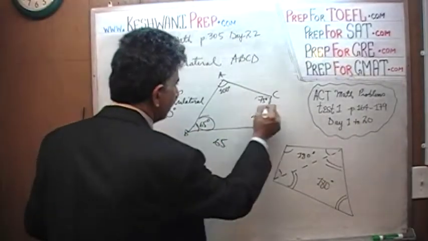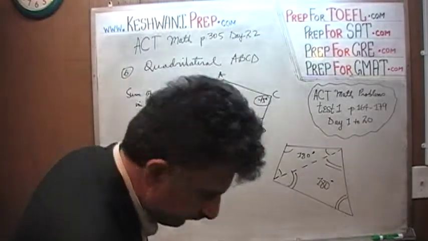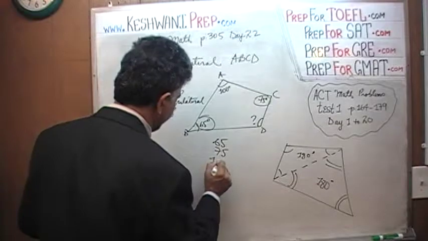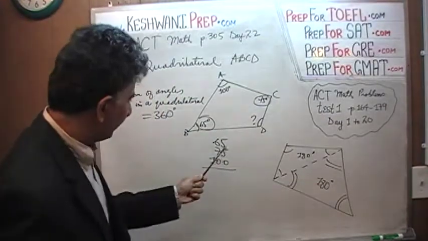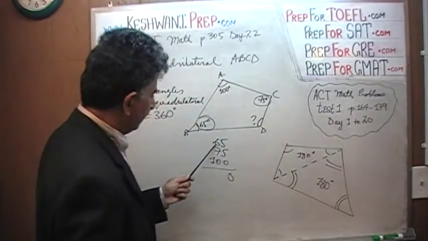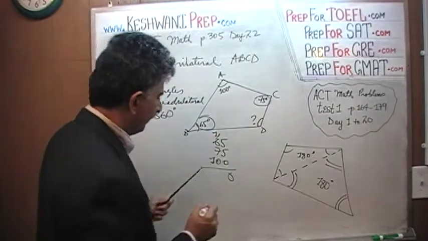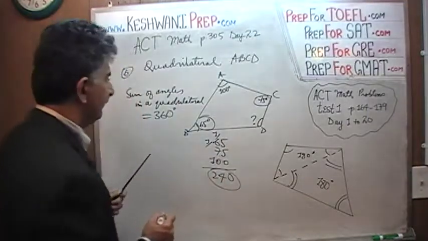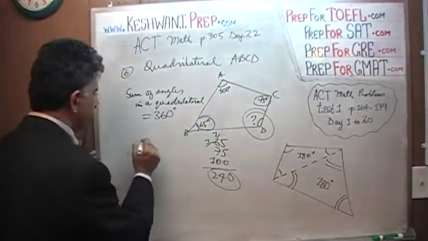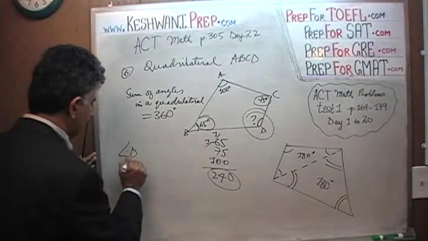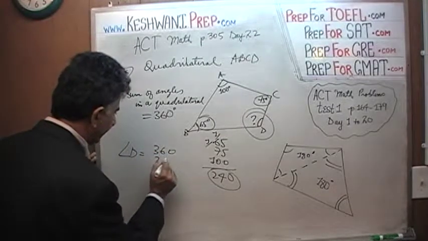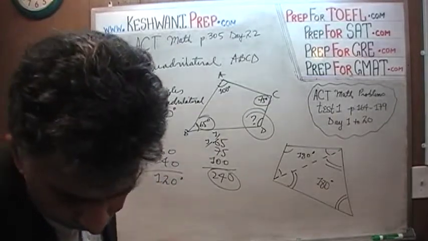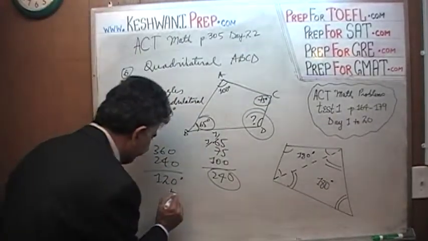65 plus 75, 75 plus 100. So 5 plus 5 is 10, that's a 0. Carry 1. 7 plus 7 is 14, 4, carry 1, and it's 240. Which means this missing angle that we see here is going to be 360. Angle D is going to be 360 minus 240, which turns out to be 120 degrees. So that's answer choice F.